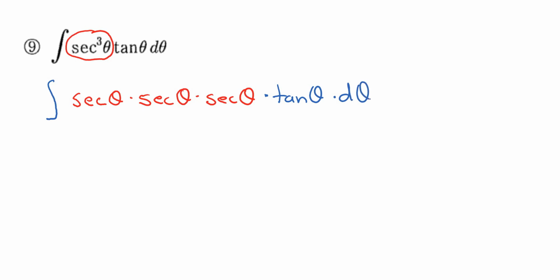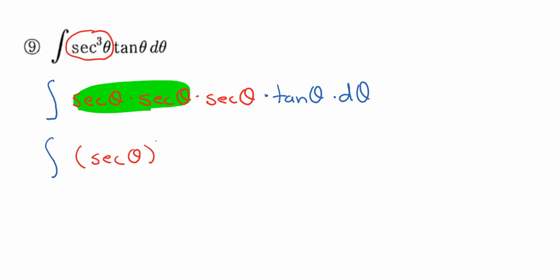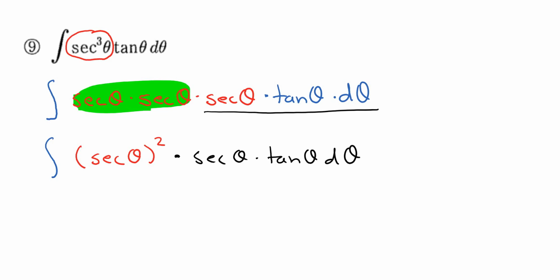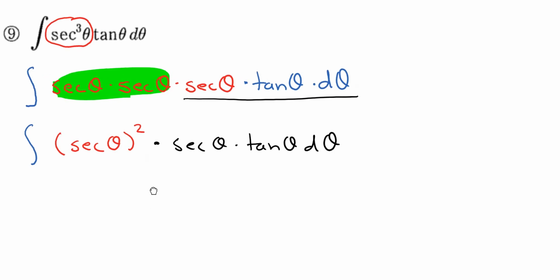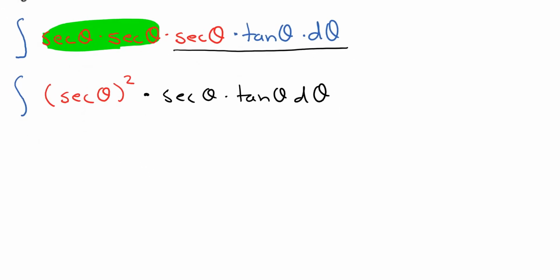One of the reasons why I'm going to rewrite it like that is because then I can combine these two terms, and that's going to be bracket secant theta squared, and then I can multiply that by this remaining part right here, which is secant theta times tan theta d theta. Okay, so for my original problem, I'm just going to rewrite it like this. And then I'm going to let my u be equal to this secant theta here.